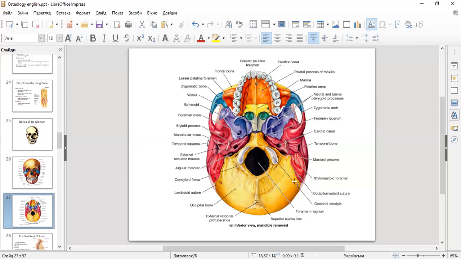Short information about clinical application. The internal layer is also known as the vitreous plate, lamina vitrea, because in case of head injury, it breaks even when the integrity of the external plate is retained. This can lead to damage of the brain matrix.